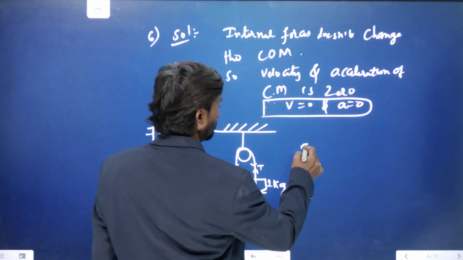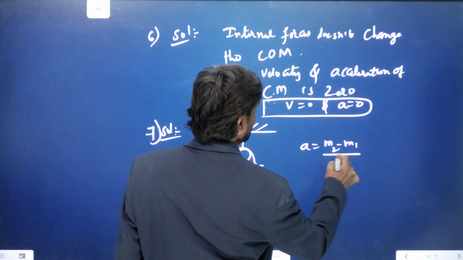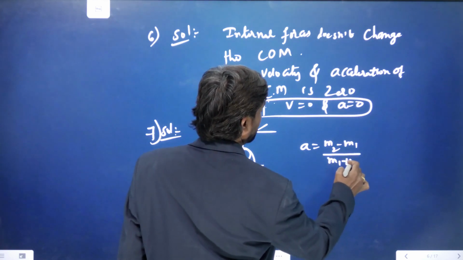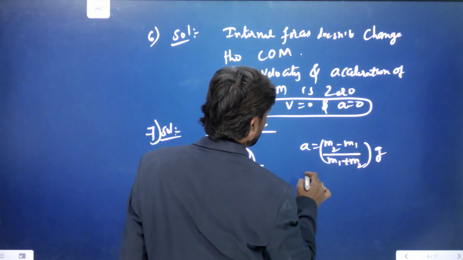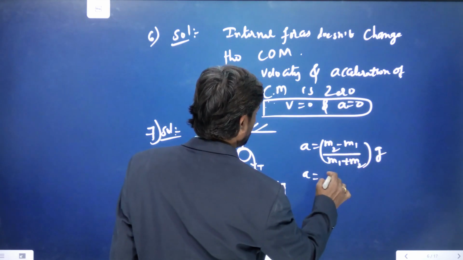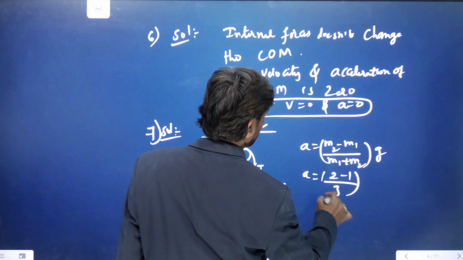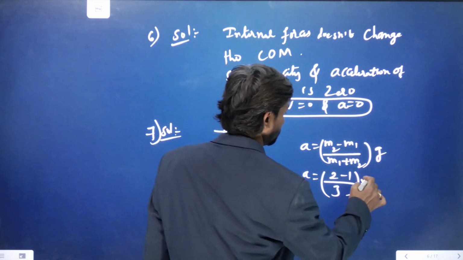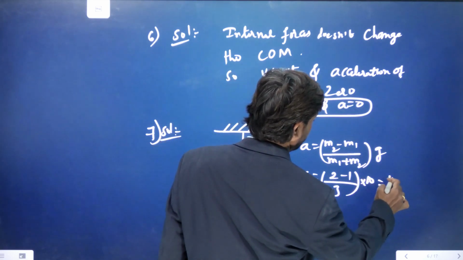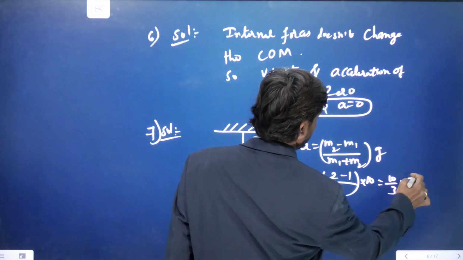Here a = (m2 − m1)/(m1 + m2) × g. So this is (2 kg − 1 kg)/(2 + 1) × 10. That gives 3 in the denominator and 10 in the numerator. So we'll get 10 by 3 meter per second square.